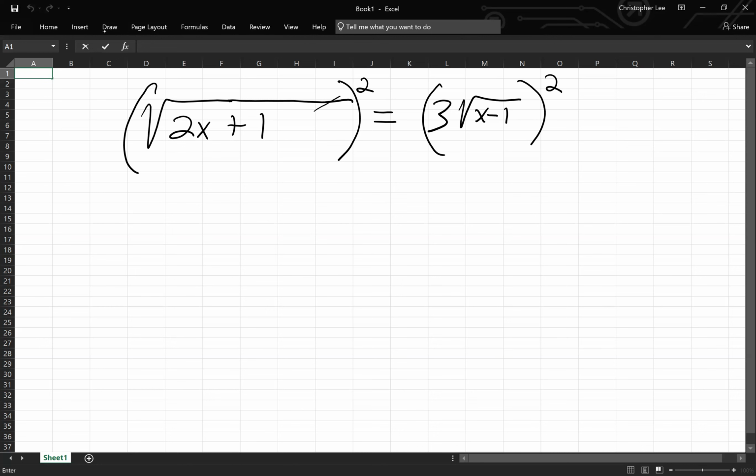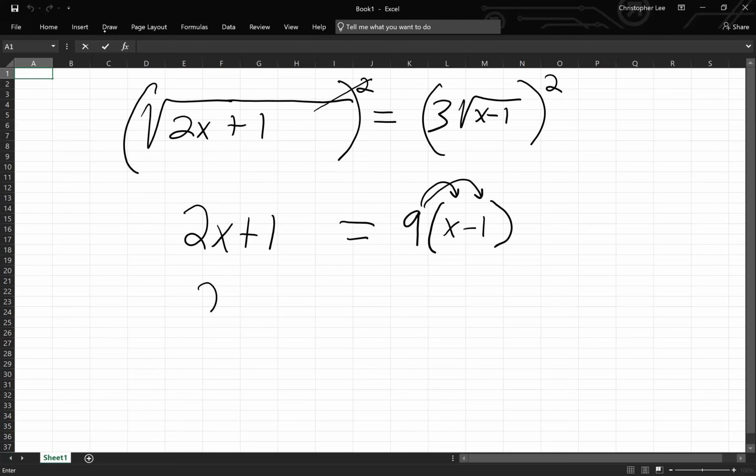So over here, when I square this, the radical and the square will cancel out, leaving back just 2x plus 1. On the other side now, when I square this, everything gets squared. So 3 gets turned into 9, because that's 3 squared. And then whatever's in the radical just comes out. So x minus 1, just like this. And then after that, just distribute and solve for x, right? So I'm going to distribute this. So this is 2x plus 1 is equal to 9x minus 9.